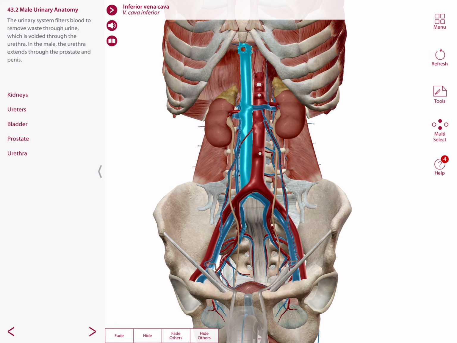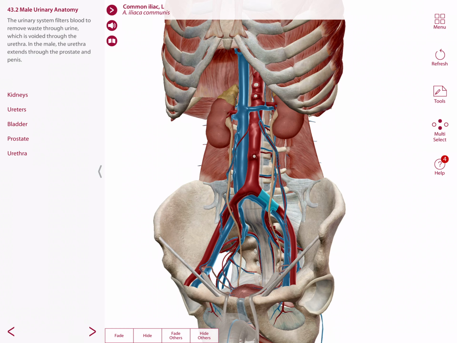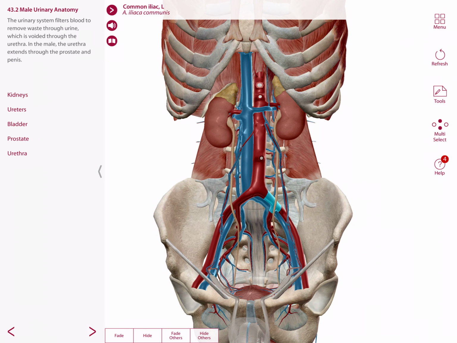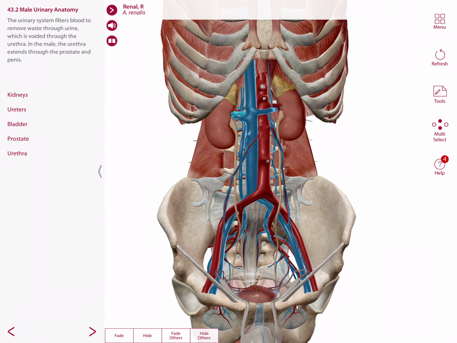But what we do have present here is the inferior vena cava and the descending abdominal aorta. Off of this descending abdominal aorta, you will recognize the common iliacs down here at the distal portion of it. And then branching directly off of the descending abdominal aorta is the left renal artery and right renal artery. Now you can't quite see it because the inferior vena cava is in the way, but I want you to notice that the left renal artery is shorter than the right renal artery, and then vice versa for the veins.